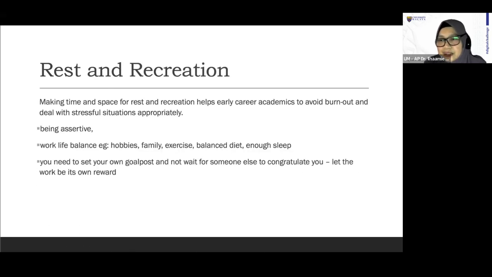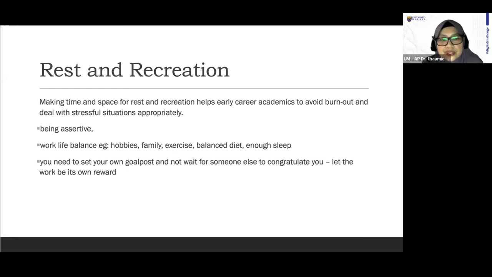So the last R is rest and recreation. Being an early academic lecturer, you are bound to face stress and also burnout. You need to make time for rest and recreation, because this helps you avoid burnout and stress. On top of that, you need to be assertive, especially when you are asked to do things that you are not supposed to do or that are not your field. You have to say no. You also need to practice work-life balance: make time for hobbies, family, exercise, a balanced diet, and enough sleep.